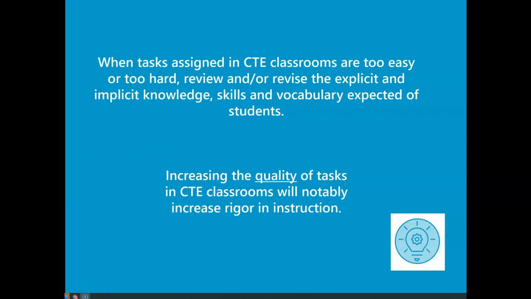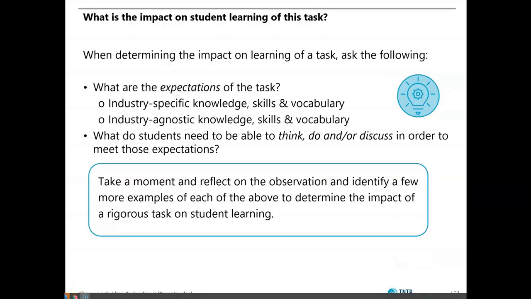So please take a moment and just reflect on those two ideas, and if you're with others in this space, take a moment to discuss how revising or reviewing the explicit and implicit knowledge, skills, and vocabulary might help ensure that students are clear on the tasks and the expectations.